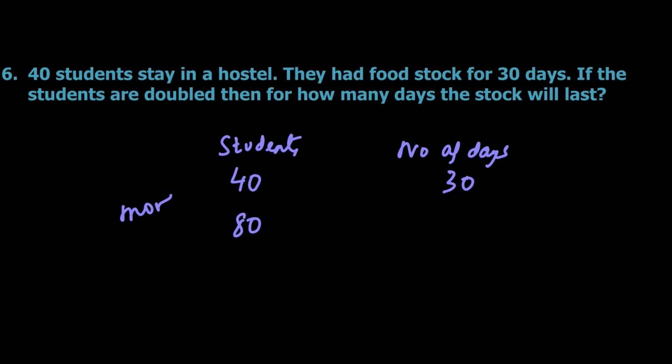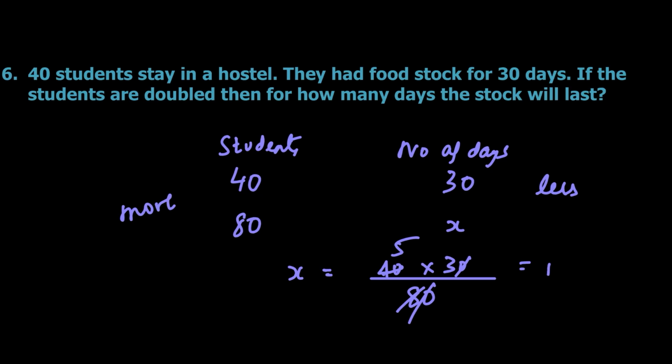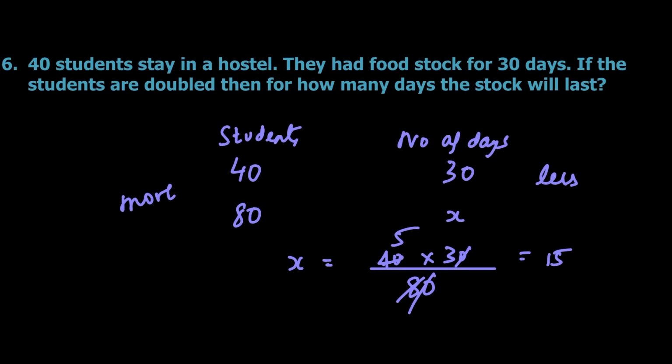So when the number of students has increased, the number of days the food will last will become less. So when it is more and less, it is inverse. In inverse, what happens, guys? 80 comes down. 40 into 30, 15 days. So when the number of students doubles, the food will last only for 15 days.